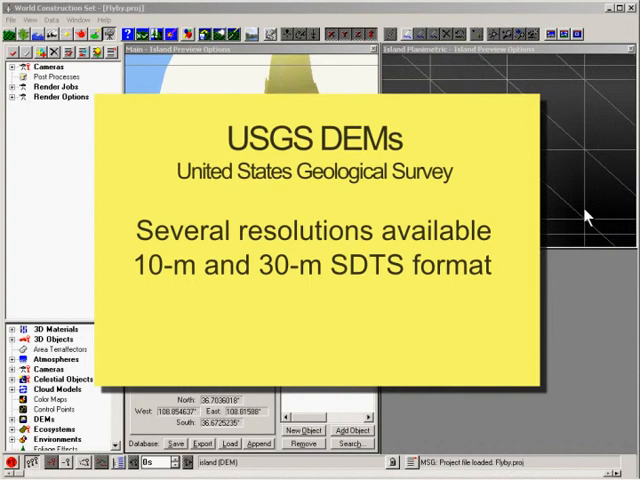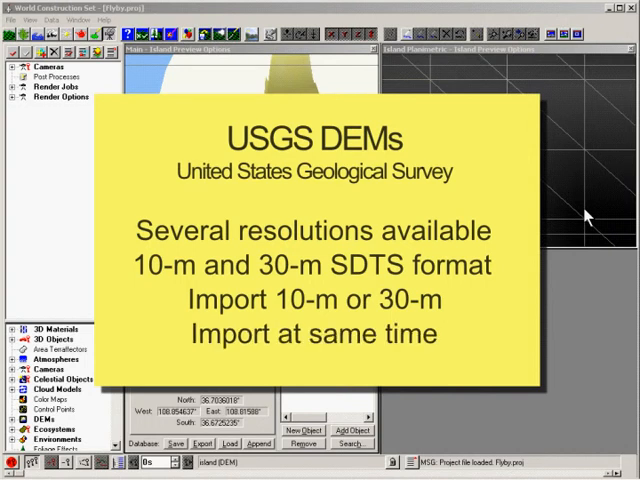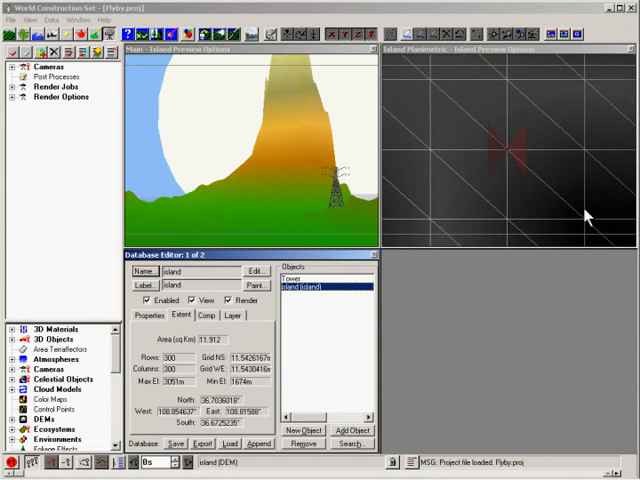There are two rules to keep in mind when importing USGS data. First, you can't mix 10 and 30 meter data for import, so pick one or the other. Second, and even more important, all SDTS DEMs must be imported at the same time. That's because the DEMs don't match across boundaries, and WCS has to fix them during the import process. The DEMs we're going to import are from Yellowstone National Park and will be used for the following sections.